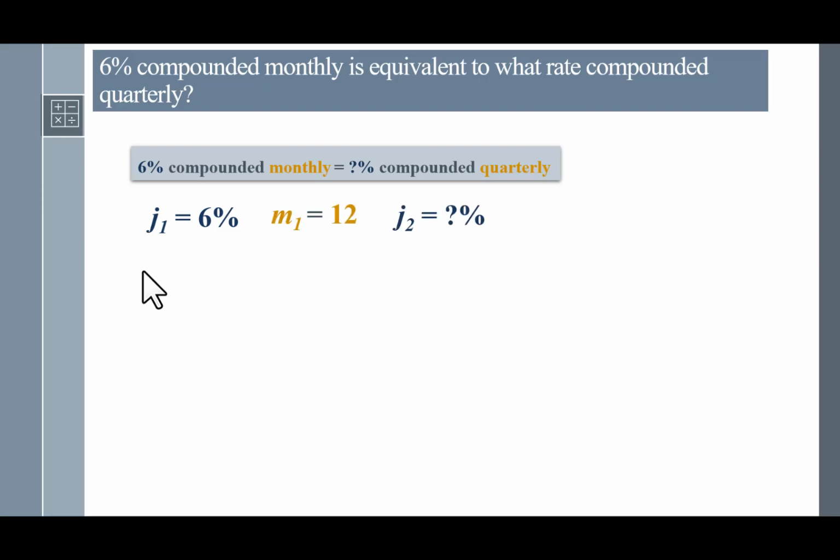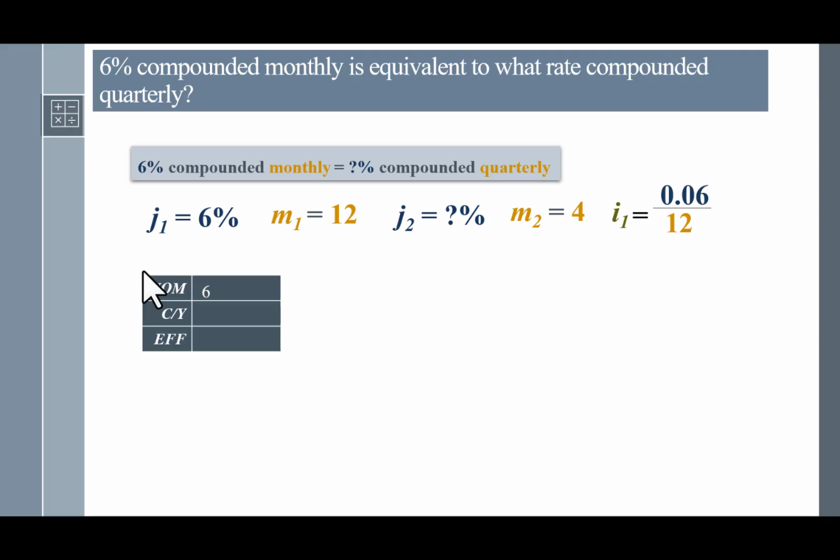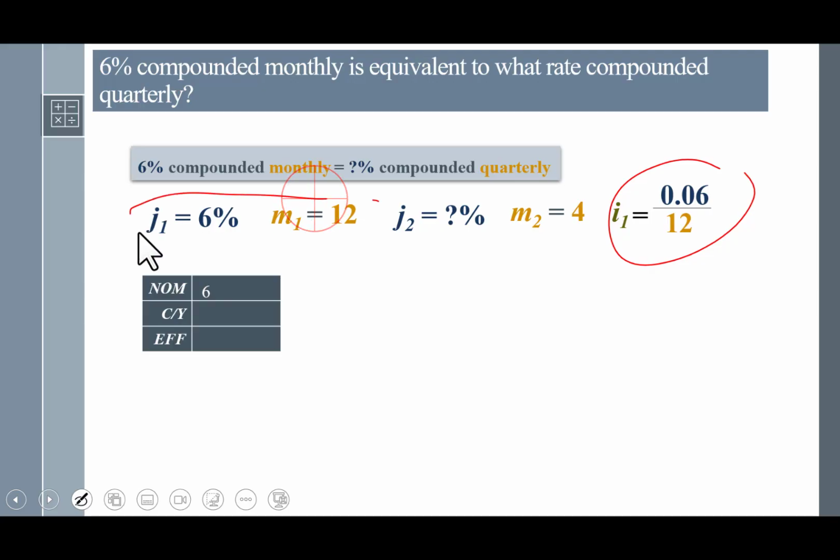So this is the first interest rate, the nominal, compounded monthly. We're looking for the equivalent compounded quarterly. If you're using the calculator, you don't need to find this. What do we do? As we said, we're going to take this and find the effective of that. Then we're going to change the compounding frequency and use the effective to find the nominal.